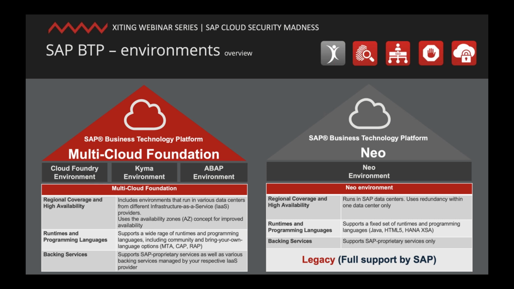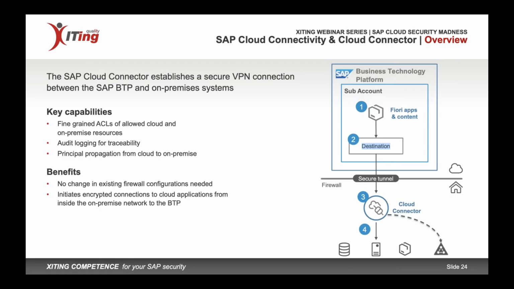And that was our overview about the business technology platform. To finish that, we have to talk about an additional component. This is really important in this space. It's the SAP Cloud Connectivity Service and the Cloud Connector. Both are important components for implementing hybrid architectures. So if you want an application or service that runs on the SAP Business Technology Platform to access data from your on-prem backend, you have to use the Cloud Connector.